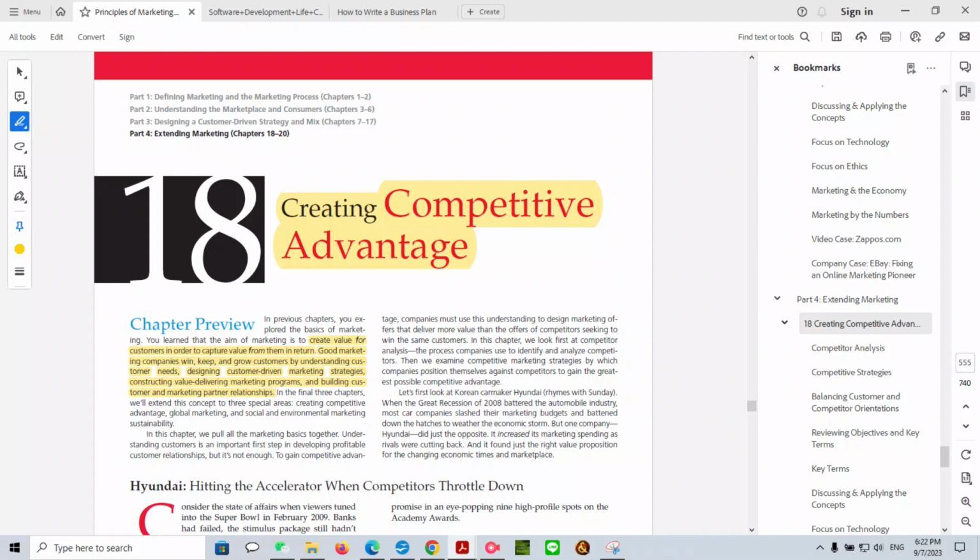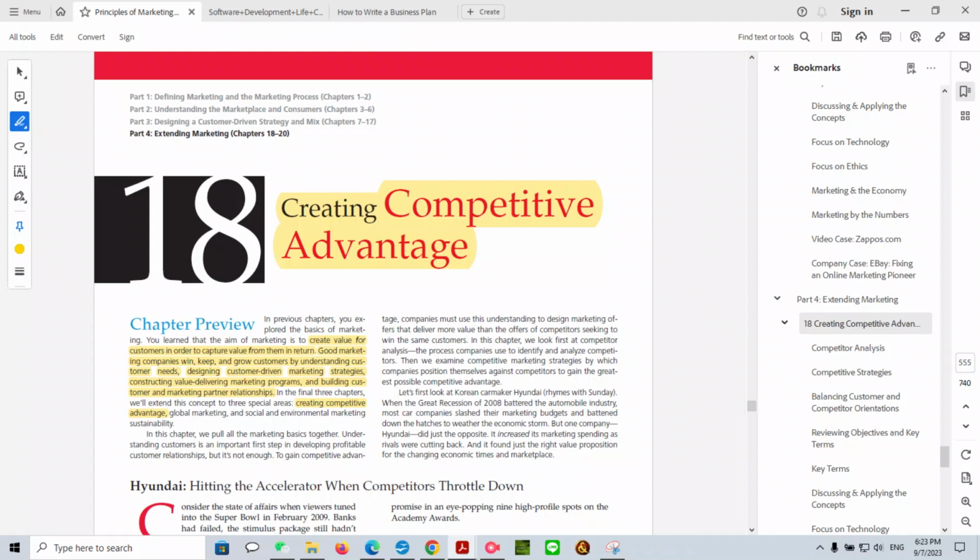In our final three chapters, we will extend the concept to three special areas. The first one is creating competitive advantage, and this is an advantage that we have over our competition. The next one is called global marketing. And the third one is social and environmental marketing sustainability.